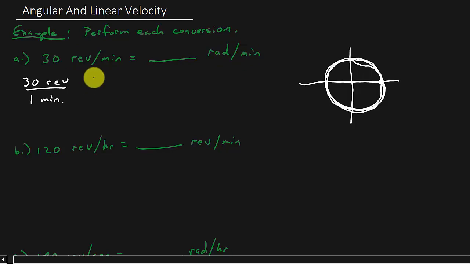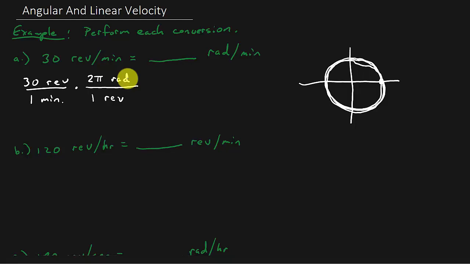That means we need radians up top and minutes on the bottom. I have minutes on the bottom, so we're good there. So what I need to do is multiply this, and remember, I need radians on top and I need revolutions to cancel out. So I know one revolution is what? 2 pi radians. All right. So how can I do that?